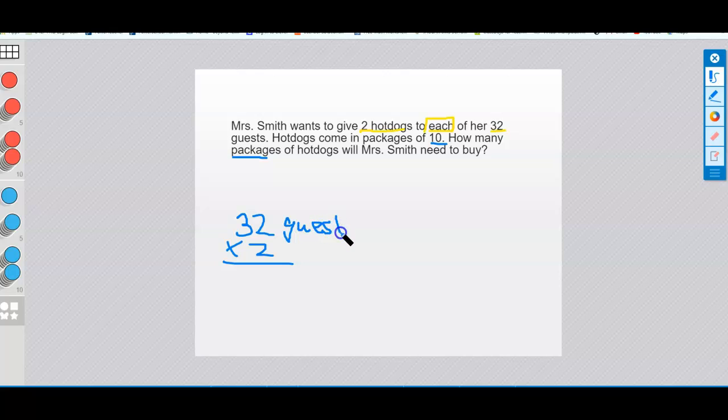It's good to get in the habit of labeling these things. 2 for hot dogs. Kind of sloppy with my mouse here today. Sorry about that. So that becomes 64. 2 times 2 is 4. 2 times 3 is 6. So 64 hot dogs is what she's going to need.